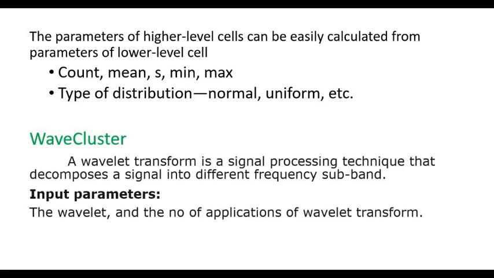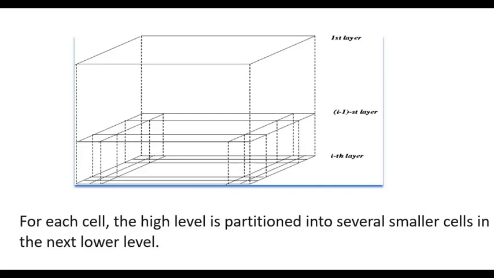The main advantage of the STING approach is that it is query independent. It is easy to parallelize and incrementally update. The complexity is O(k), where k is the number of grid cells at the lowest level. The disadvantage is that all the cluster boundaries are either horizontal or vertical, and no diagonal boundaries are detected.